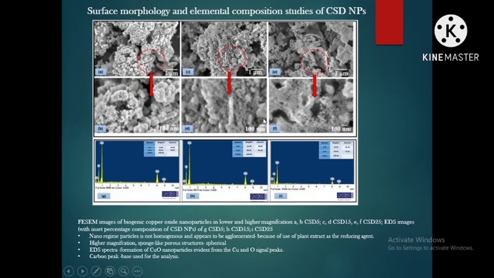Coming to the SEM images, results and elemental composition studies. Looking at the images, you can observe that these are the lower magnification images and these are higher magnification images. In the higher magnification images, you can observe the highly agglomerated, non-homogeneous type of nanostructures obtained. This is because of the solution combustion synthesis method effect. These pores are obtained because of the liberation of gases during the process. And all the samples obtained are found to be spherical in shape.